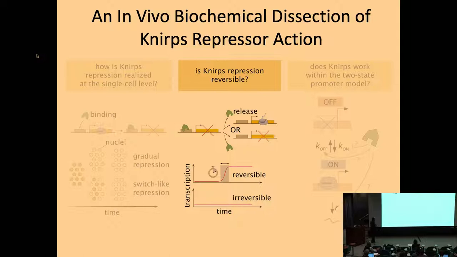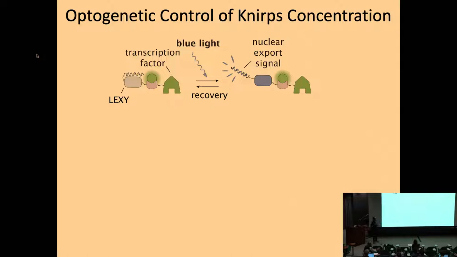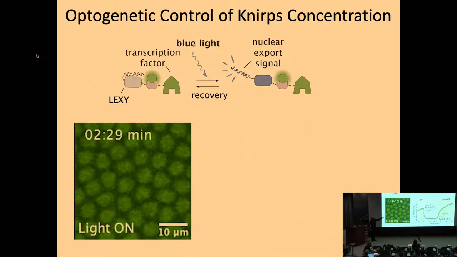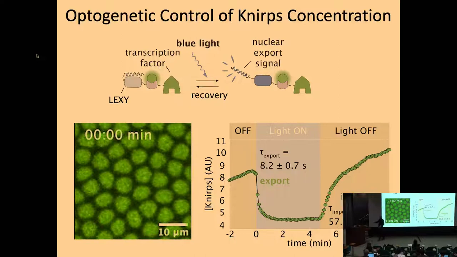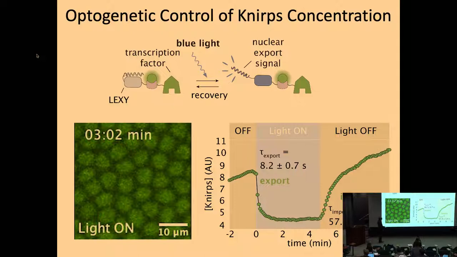And what we are using is this really cool light-activated nuclear export signal called LEXI. And basically, check it out, I turn on the light and KNURPS concentration goes down. Within 10 seconds, you lose KNURPS concentration. When you turn off the light, it comes back within a minute. Okay, so now we also have the capability to modulate very quickly, in space and time, the concentration of KNURPS.